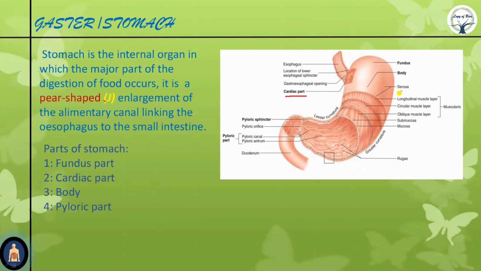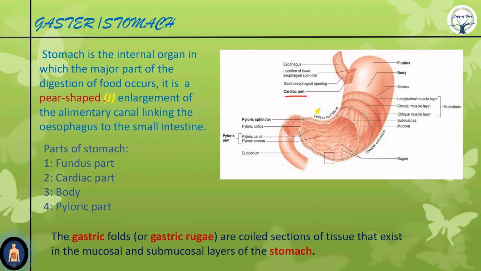Now if you remember the layers, the first one is serosa. Then see here are three muscularis layers. One is longitudinal, then circular, and finally oblique muscularis. Then the submucosa and finally mucosa. Okay, this one is the greater curvature and this one is the lesser curvature. Nothing to explain in that.